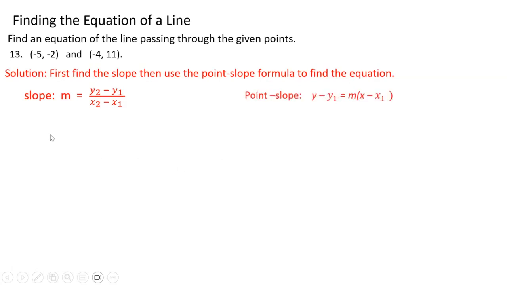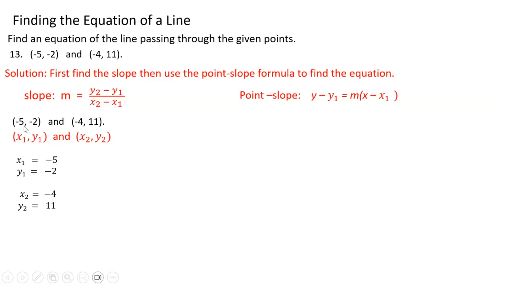So let's find my slope first. And then we're going to use the point-slope formula, which is y minus y1 equals m, which is the slope, parentheses, x minus x1, close parentheses. So the first step is to find that slope. So my x1 will be negative 5. My y1 will be negative 2. My x2 will be negative 4. And my y2 will be 11.